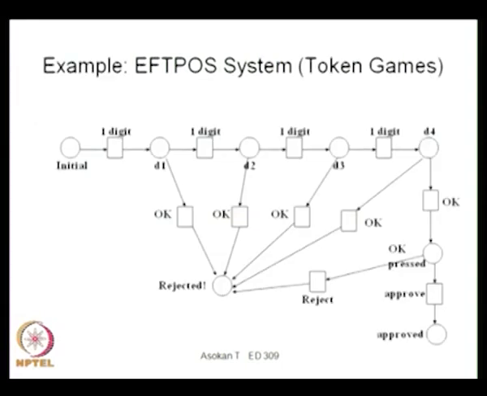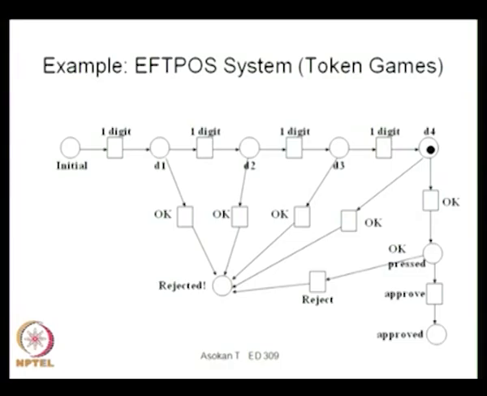So this is the first situation. We have an initial token available at the position, so we have already entered the card and it is ready to accept the digit. If you just give the transition, then you can see that the token has changed to D1. From initial, the token has moved to D1, and then if you do the next transition, that is the next digit, you can see that the token has moved to D2, and then with one more digit it has moved to D3, one more digit it has moved to D4, and then you have this OK button.